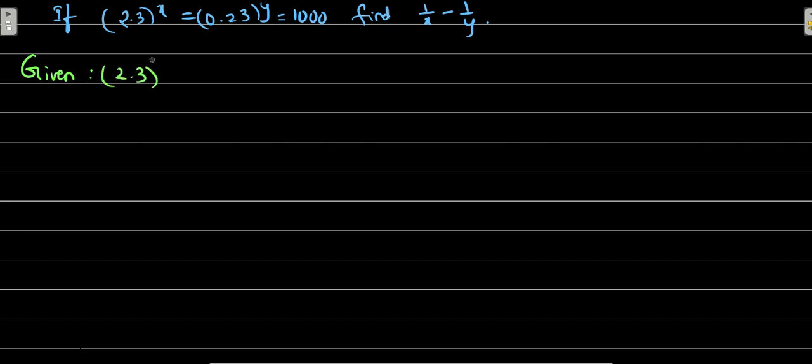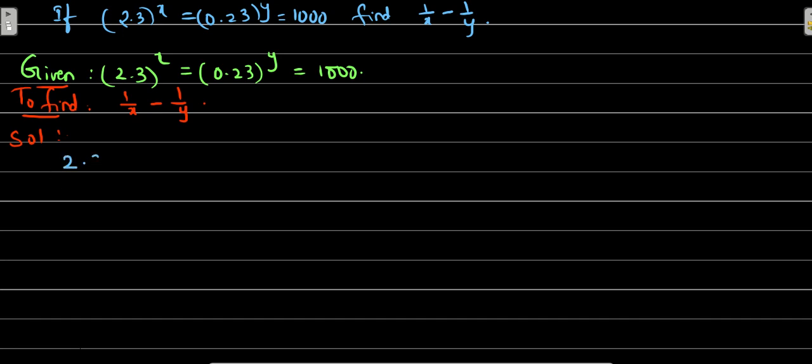2.3 whole to the power of x is equal to 0.23 whole to the power of y, that is equal to 1000. What do we need to find? We need to find 1 by x minus 1 by y, right? Let us find the solution for this. So how do we do? We take what is given, that is 2.3 whole to the power of x is equal to 1000.